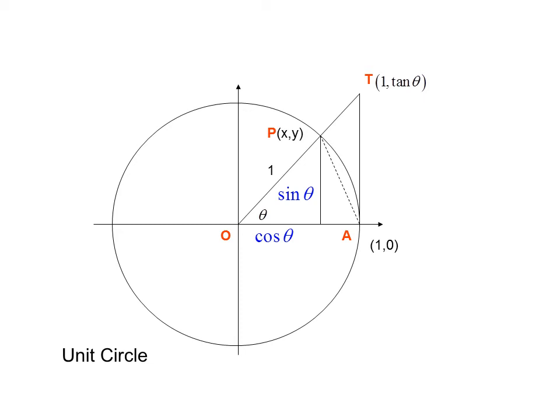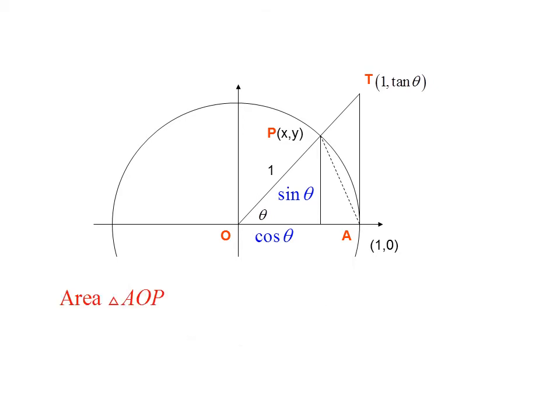Now, we draw a line segment between point P and A, and we can see by looking that the area of triangle AOP is less than or equal to the area of the sector AOP. There's the sector AOP, and that is less than or equal to the area of triangle OAT, which is the large triangle. So this might already give you a hint that we're looking at the sandwich theorem.